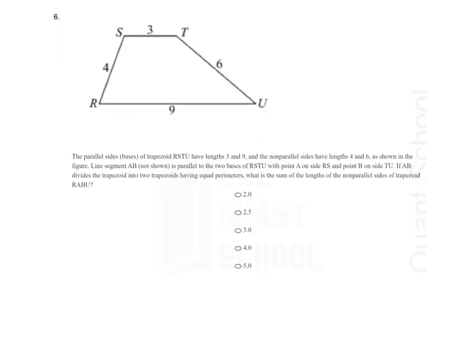Here we are given a trapezoid. The parallel sides, the bases of trapezoid RSTU, have lengths 3 and 9, and the non-parallel sides have lengths 4 and 6, as shown in the figure. Line segment AB, that is not shown, is parallel to the two bases of RSTU with point A on side RS and point B on side TU. If AB divides the trapezoid into two trapezoids having equal perimeters, what is the sum of the lengths of the non-parallel sides of trapezoid RABU?